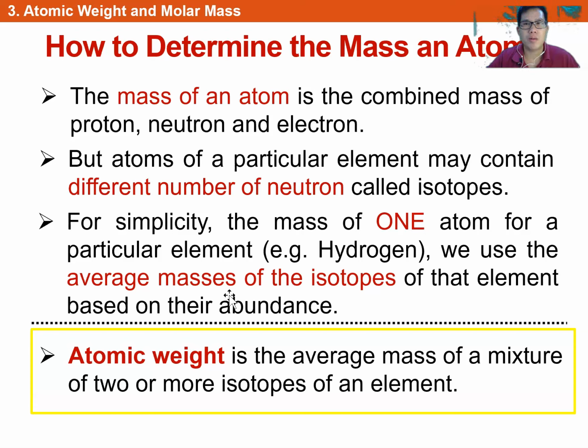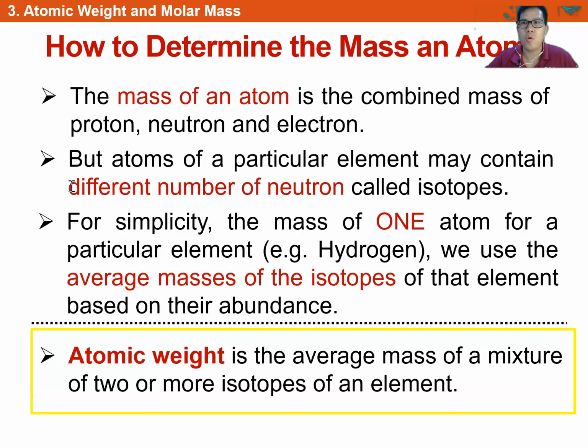So how to determine the mass of an atom? This is very interesting. For the mass of the atoms, you need to combine the weight of these three components: the proton, the neutron, the electrons. But you will be asking me, okay, sir, I know that every atom has the same number of protons and electrons, but in terms of isotopes, they have different numbers of neutrons, right?